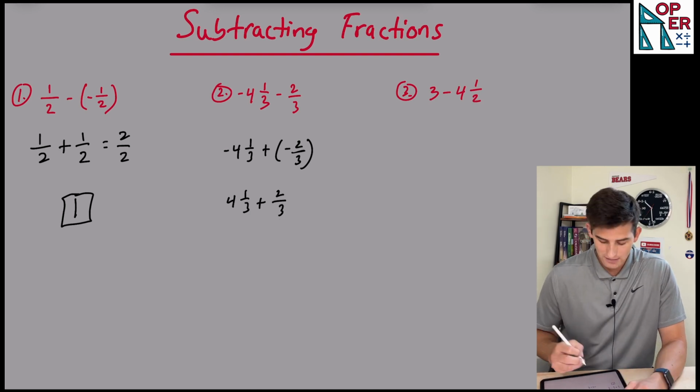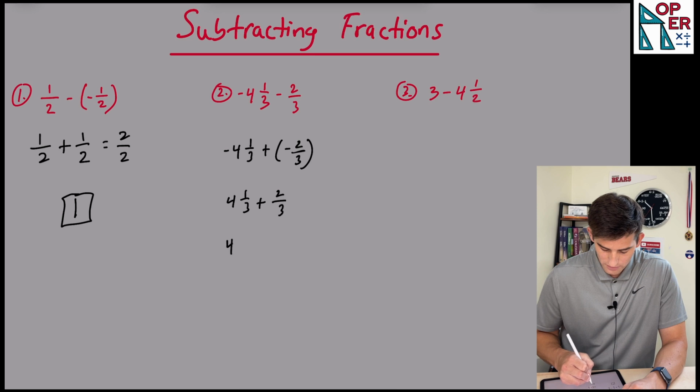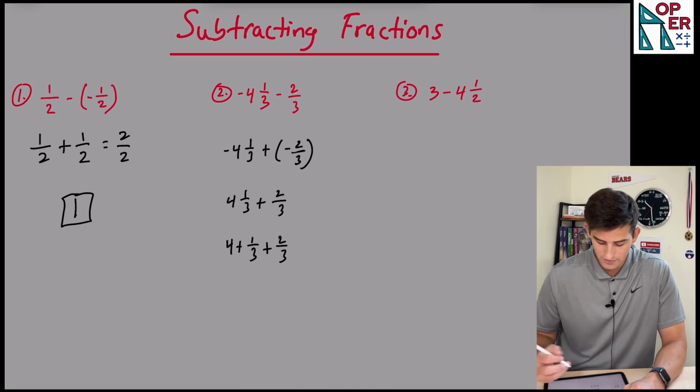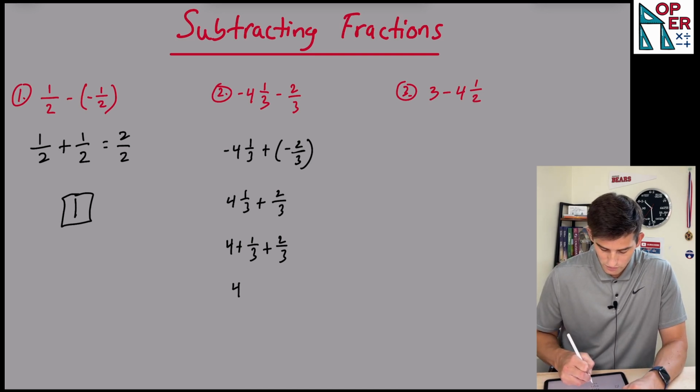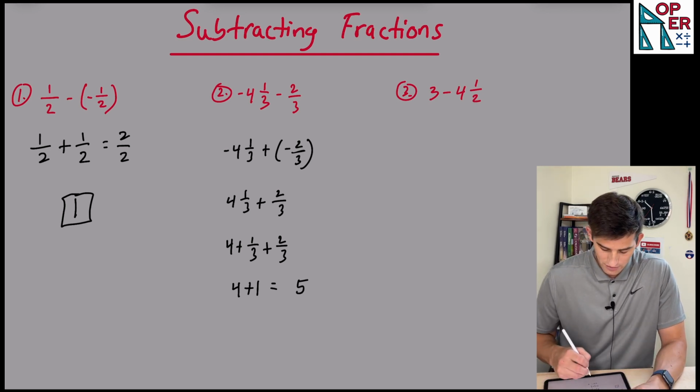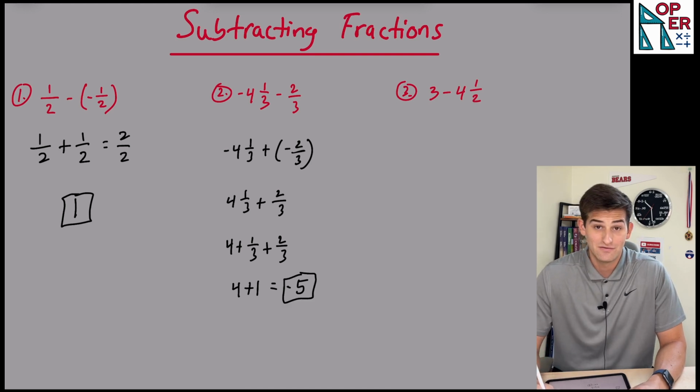And one way to kind of think about this, we could do like 4 plus 1/3 plus 2/3. And now we know, okay, 1/3 plus 2/3, that would be 3/3, which would be 1, right? So 4 plus 1, and that would equal 5. And remember what we said, both of our original numbers were negative, so our answer needs to be negative. So our answer for number 2 would be negative 5.